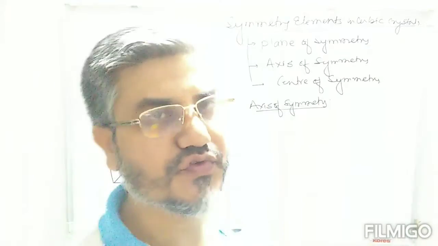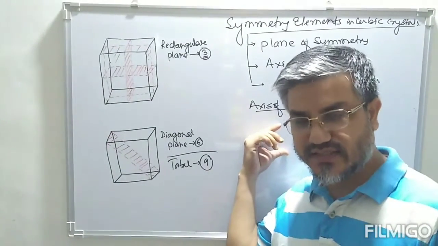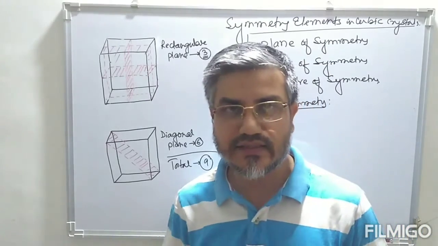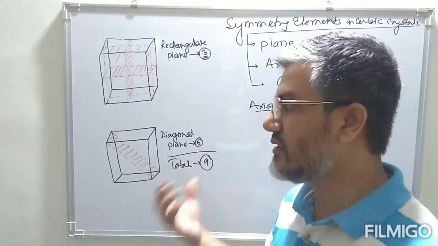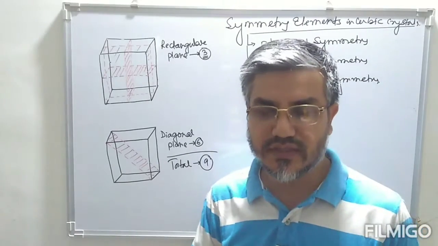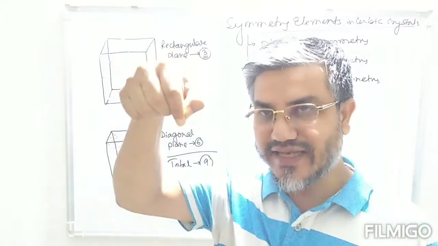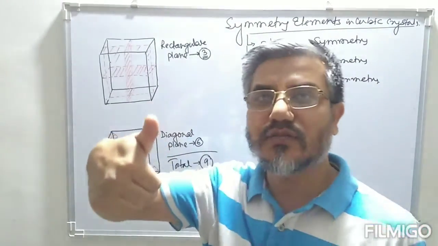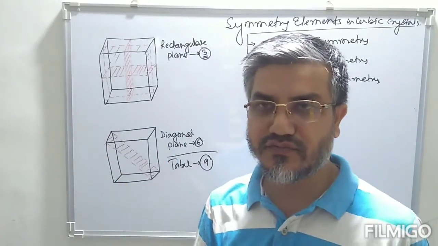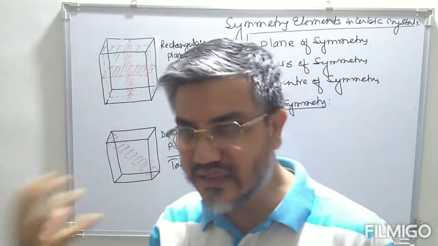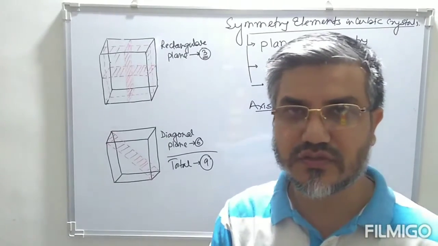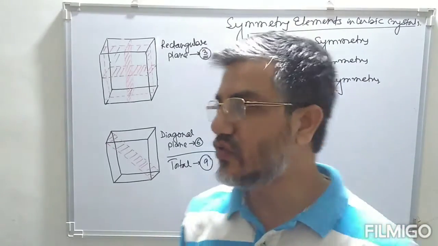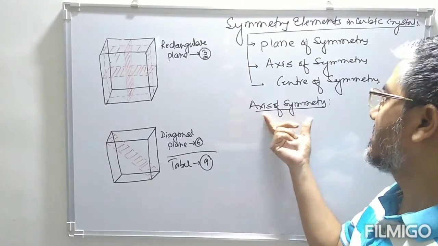Now, an axis of symmetry is an imaginary axis around which, if the molecule or the cube is rotated by a certain angle theta, the resulting structure and the initial structure are indistinguishable, that is, identical. So we have to imagine an axis passing through the cube, and around this axis it is rotated by a certain angle theta. After rotation of the cube by a certain angle theta, the resulting structure and the initial structure are exactly indistinguishable or identical. Those types of axes are known as axes of symmetry.